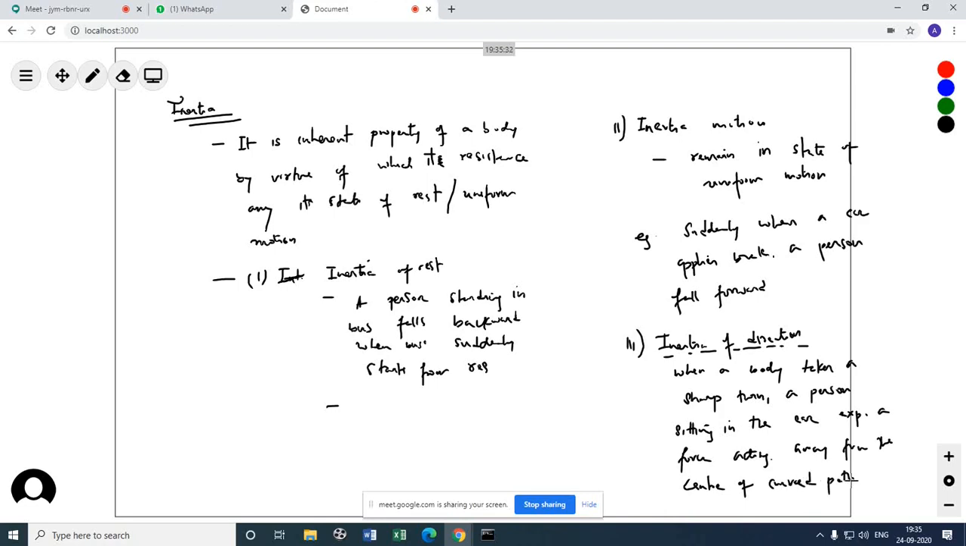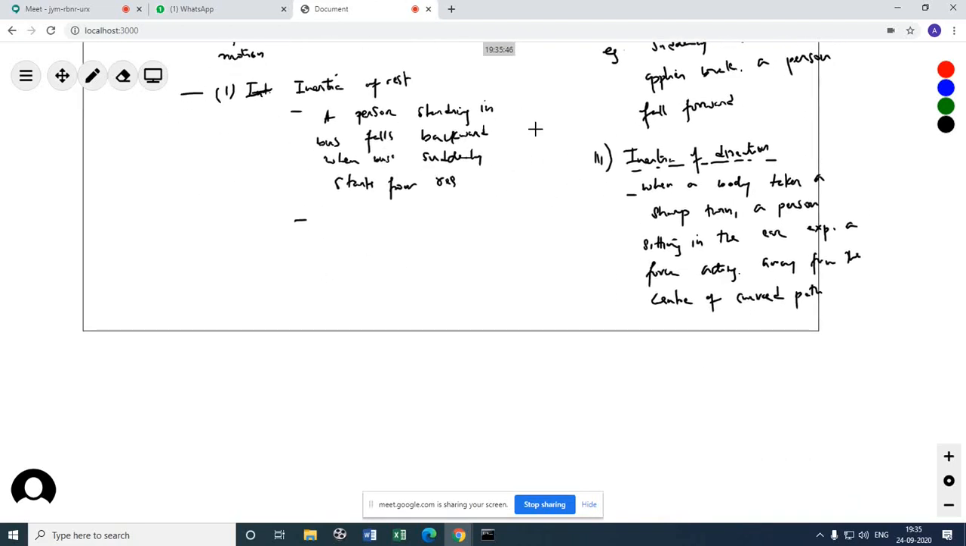This is the direction. I am giving you the direct example of this one. You try to move away. So inertia of direction would be that inability of the body to change its direction. This inability of a body to change its direction during a motion is called inertia.